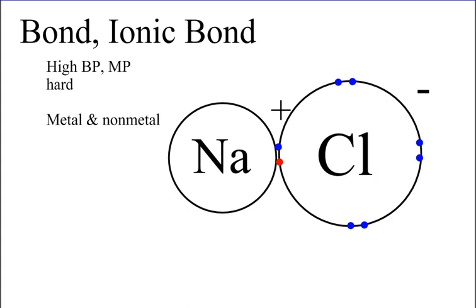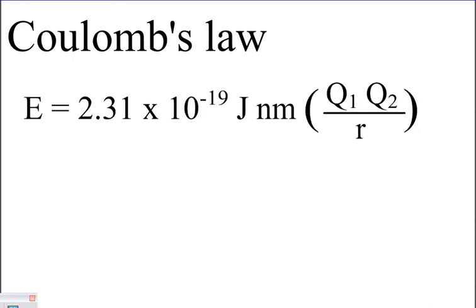Ionic compounds typically form when an atom that loses electrons relatively easily reacts with an atom that has a high affinity for electrons. So an atom that loses electrons relatively easily would be a metal, and an atom that gains electrons or has a high affinity for electrons would be a nonmetal. So ionic compounds typically form between metals and nonmetals. The energy of interaction between a pair of ions can be calculated using Coulomb's law.